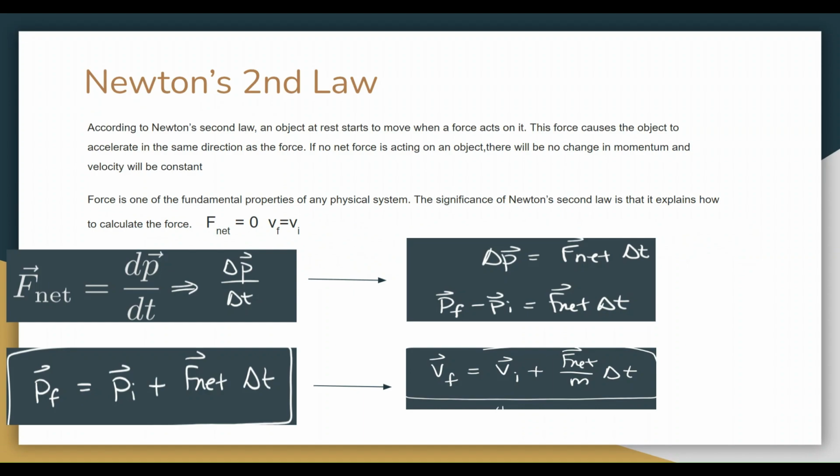We know this to be true because F net times time is equal to the change of momentum. We can then change the change in momentum into p_f minus p_i. We then need to solve for the momentum final and divide it by mass.